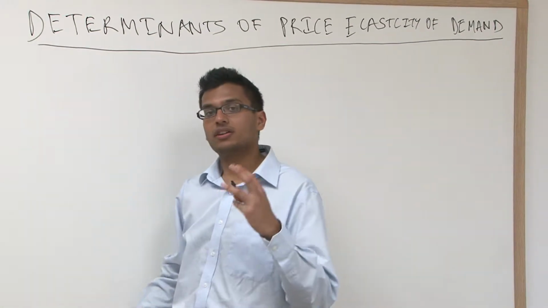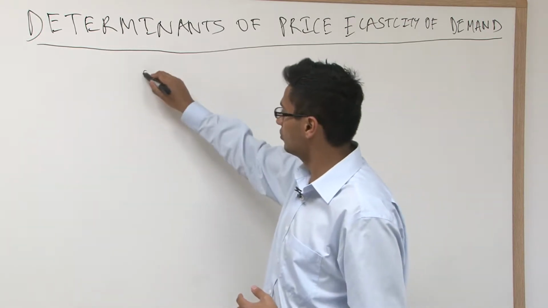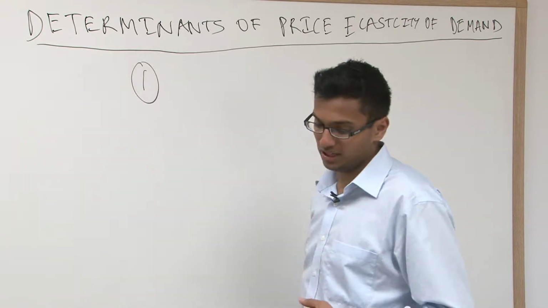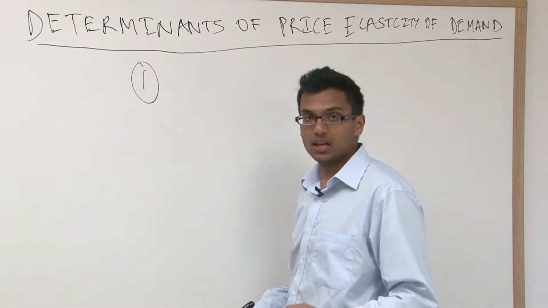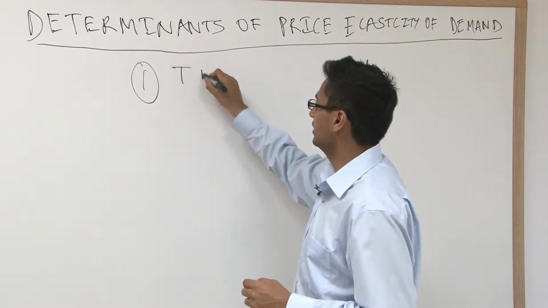And I said there are three main ones, right? So let's start off with the first one. What's the first determinant for the price elasticity of demand? The first one is time, right? And what do I mean by time? Let me explain to you guys. Let me write it down.